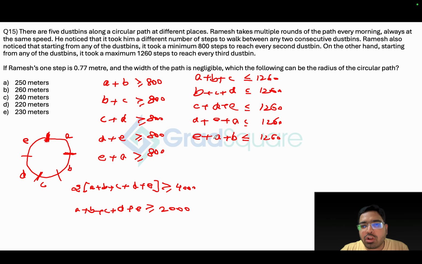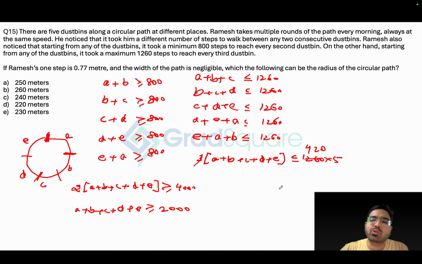Now, if you add all of this, you will realize every value is actually coming 3 times. So you are going to write this as 3 times A plus B plus C plus D plus E is less than or equal to 1260 into 5. Now 1260 is divisible by 3. So it is going to be 420 into 5. So A plus B plus C plus D plus E must be less than or equal to 420 into 5, which turns out to be 2100. So the total number of steps across this circumference should be between 2000 and 2100. That's something that we know.